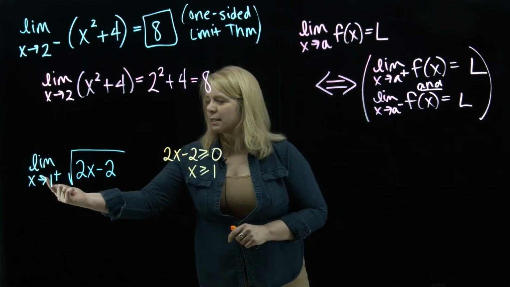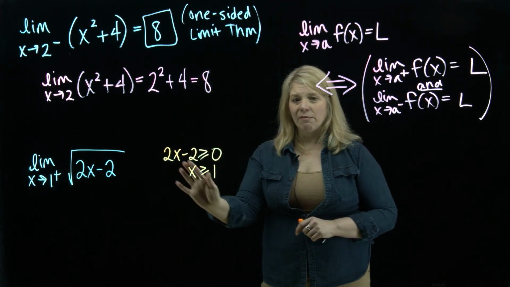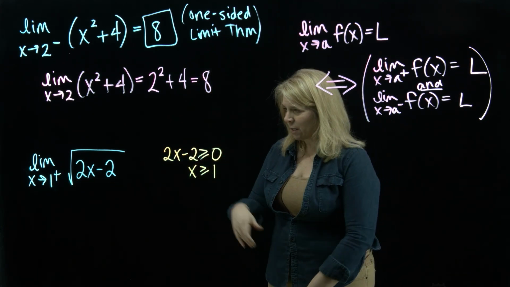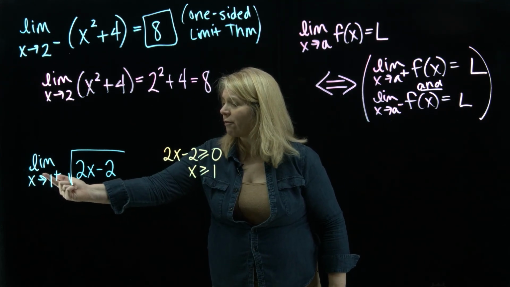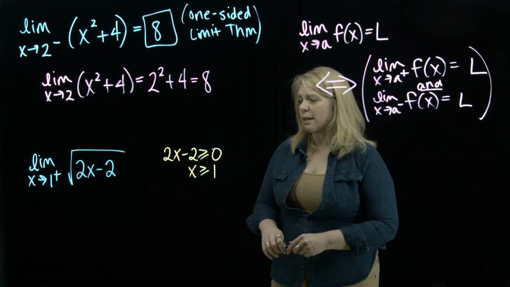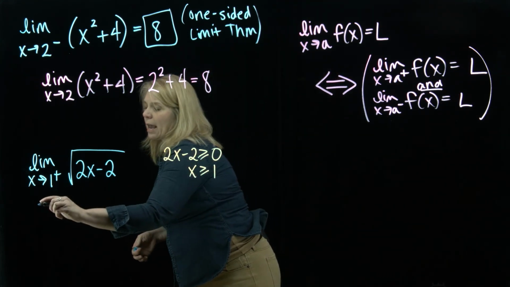If it had been asking us about as x approaches 1 from the left, when we're less than 1, then we're going to have to think a little bit more about that. OK, so for this one, though, since we're approaching 1 from the right, which is in the right side of the domain here. The domain is at x equals 1 and then greater than that. We can go ahead and do this.